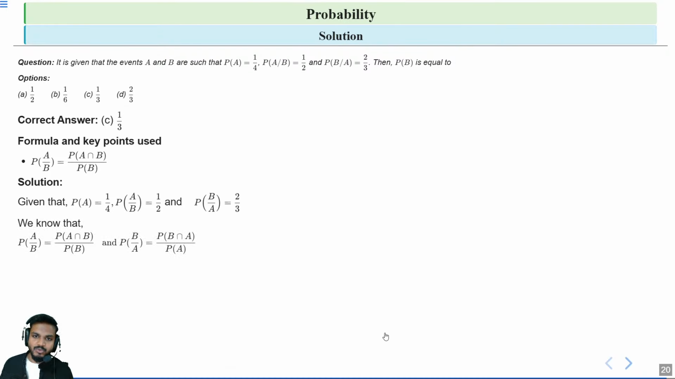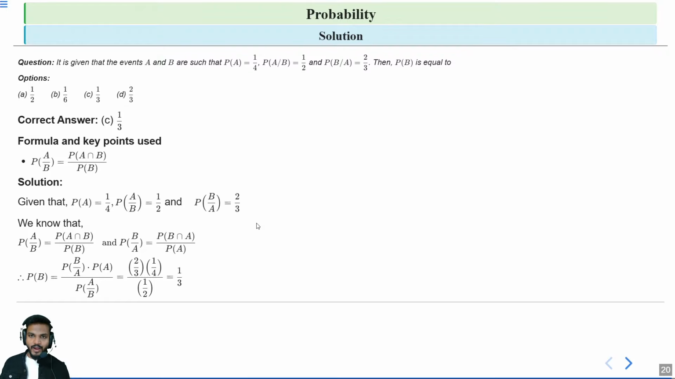And we know that probability of A given B is probability of A intersection B by probability of B. And probability of B given A is probability of B intersection A by probability of A. We have to find probability of B. Okay, so we just use the above two formulas to find probability of B. So probability of B is equal to probability of B given A into probability of A by probability of A given B. Okay, so now put the values, we get 2 by 3 into 1 by 4 by 1 by 2, that is 1 by 3.